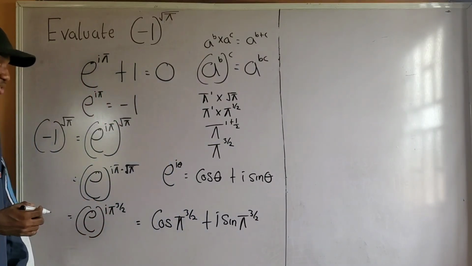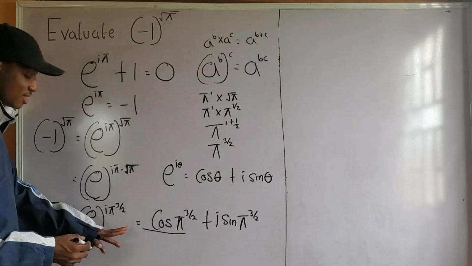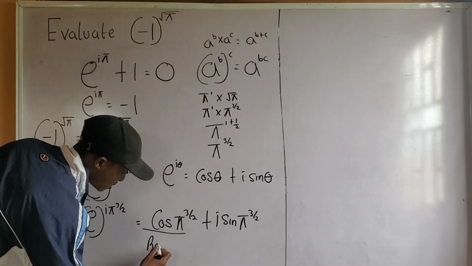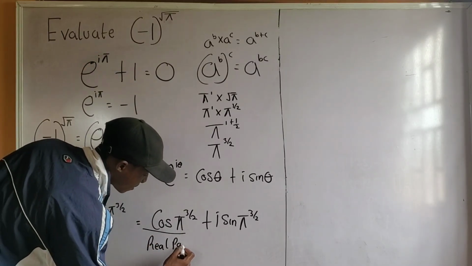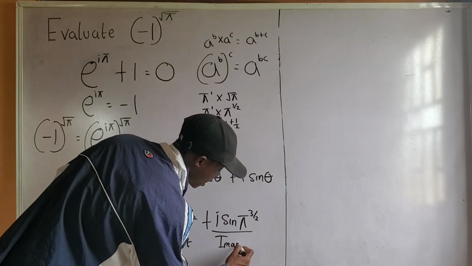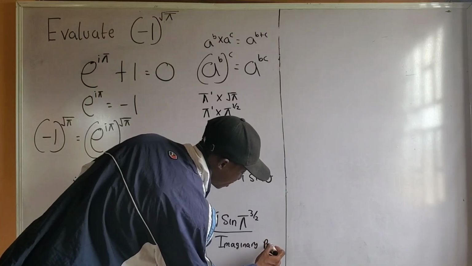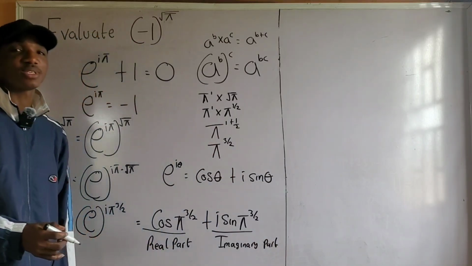Do you understand? So the real part of this is this. This is the real part. And this is the imaginary part. This concept is from complex numbers. You understand? Imaginary part. This concept is from complex numbers.